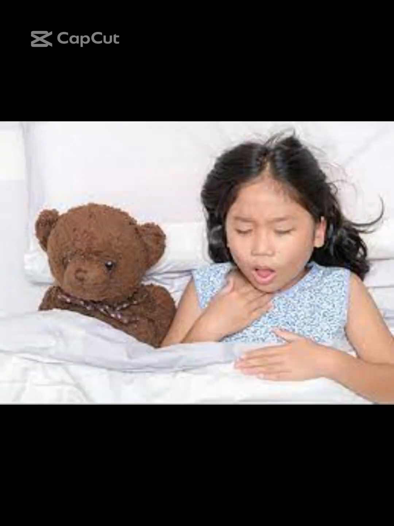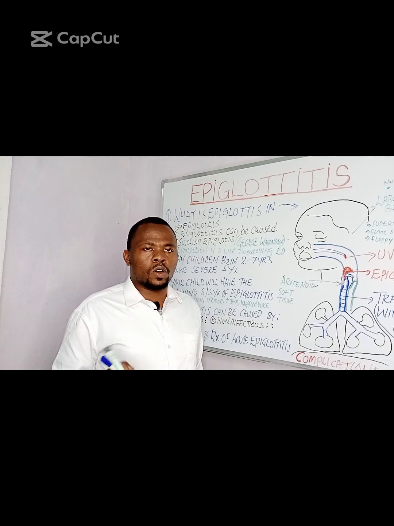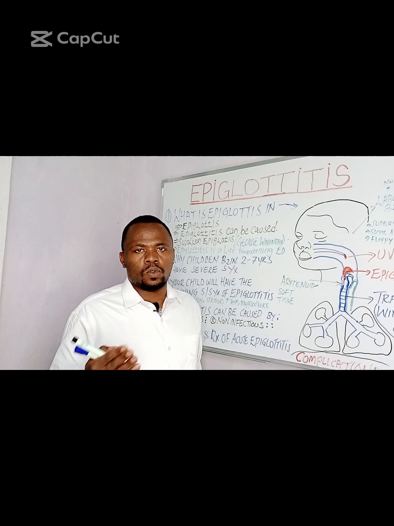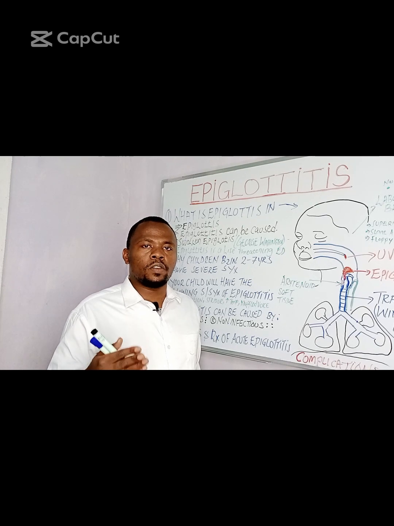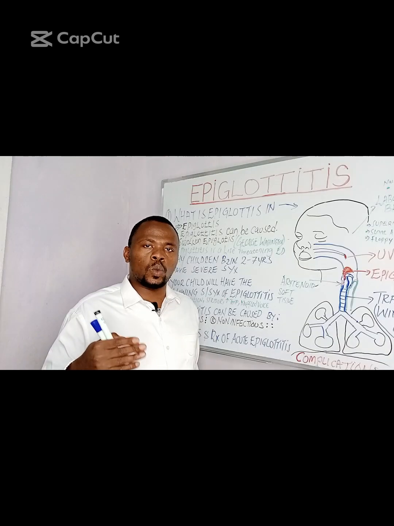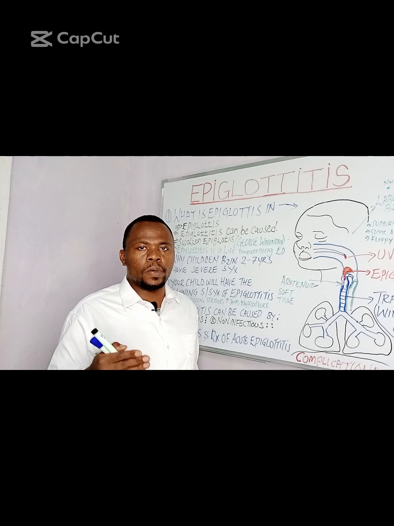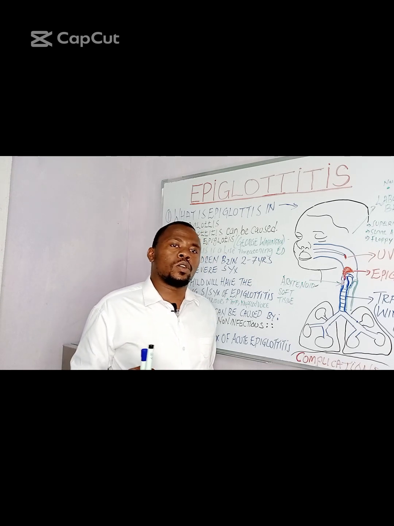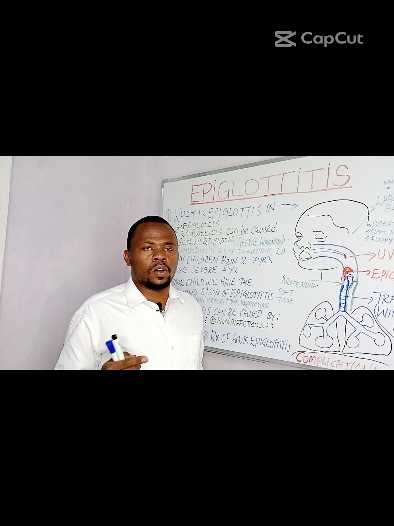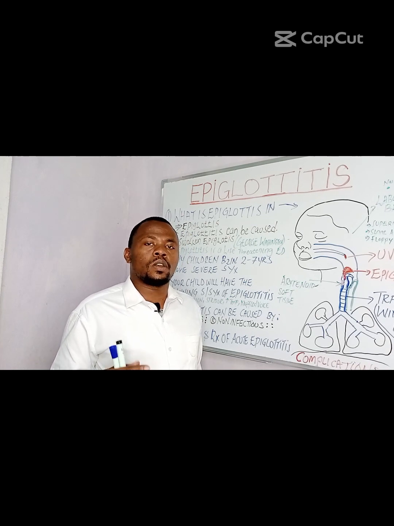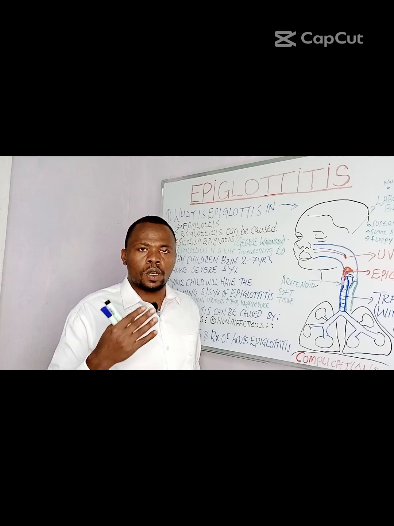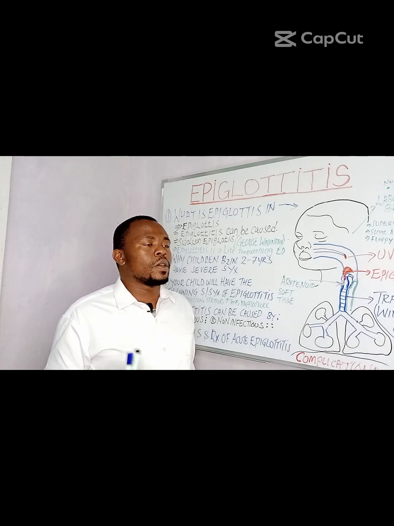difficulty swallowing. Number four, your child will also present with drooling of saliva because they are unable to swallow, or they have difficulty in swallowing. They will not want to swallow saliva, so they will be drooling. And number five, your child will have what we call hot potato voice. They will be speaking like someone who has a hot potato in the mouth.